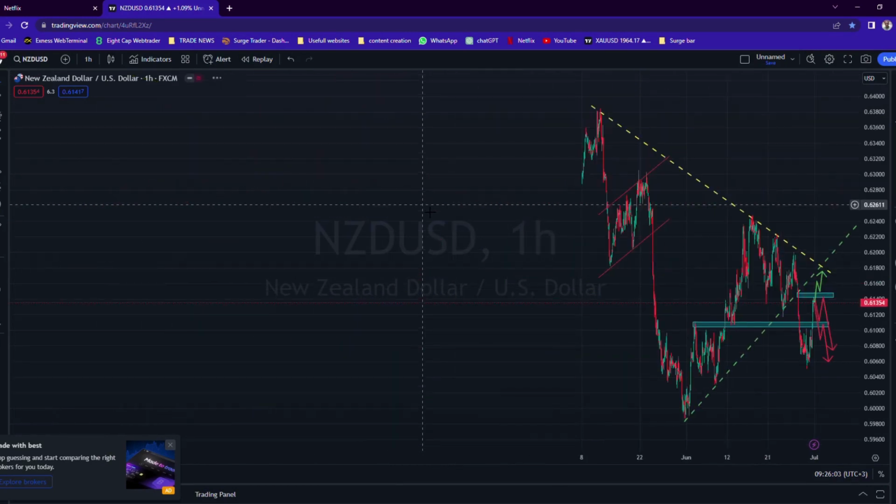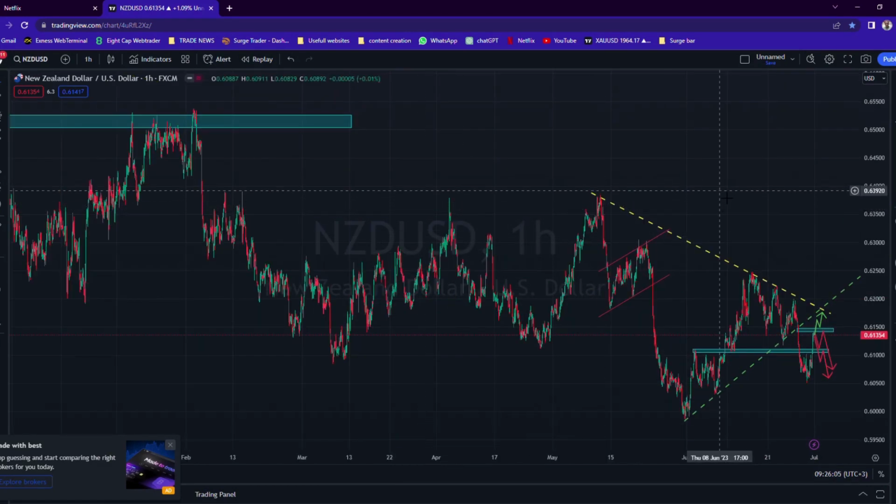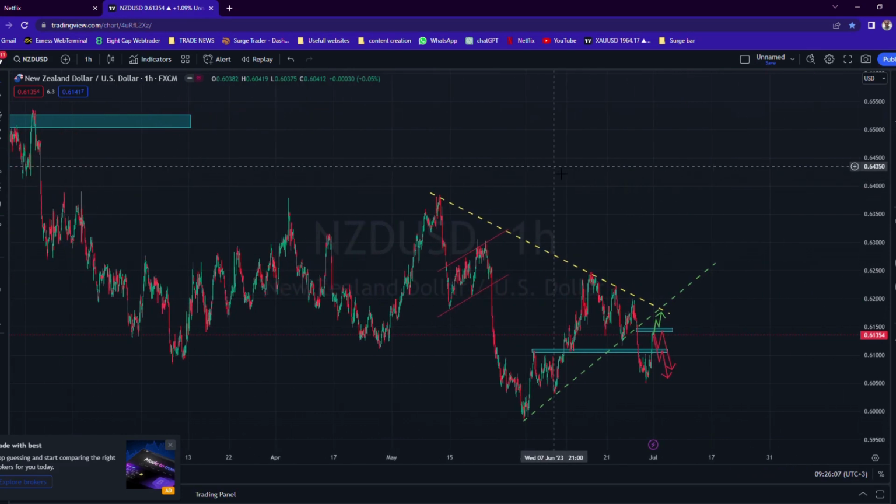If you look at New Zealand USD, this is the 1 hour chart. I'm only showing the 1 hour chart because at least it gives us much data points to try to see where the market is moving, and the entries will be any entry that will be confirmed down on the intraday time frame, 15 minutes or 30. Will be posting the entries in our Telegram channel.